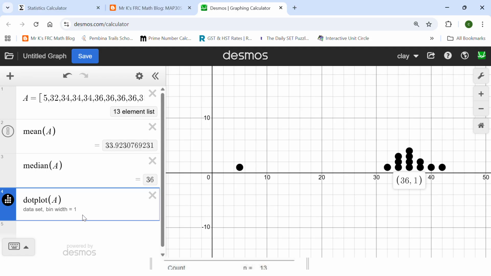Kind of cheating, I know. I kind of wish Desmos had a mode programmed into it, but it doesn't, so the dot plot does the trick anytime I need it.